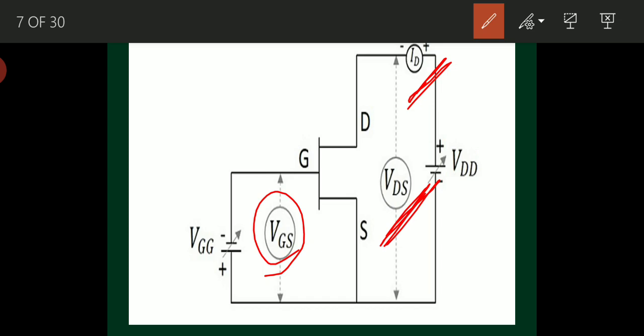Likewise, transfer characteristics are drawn between input voltage versus output current, that is, input voltage VGS versus output current ID, for different values of VDS.